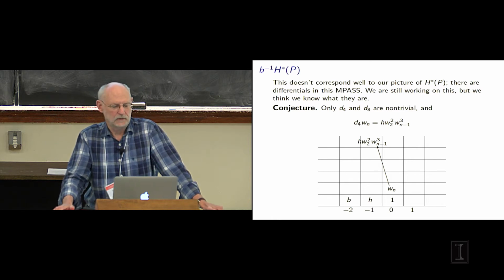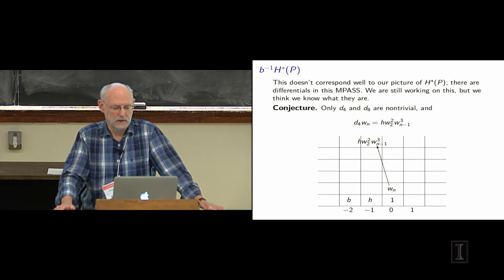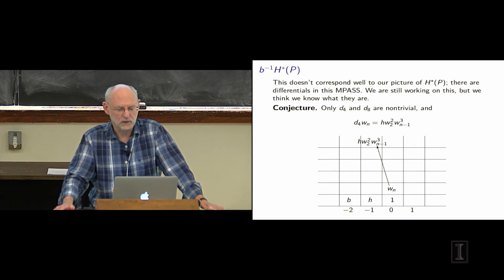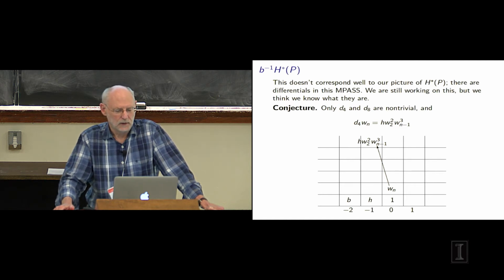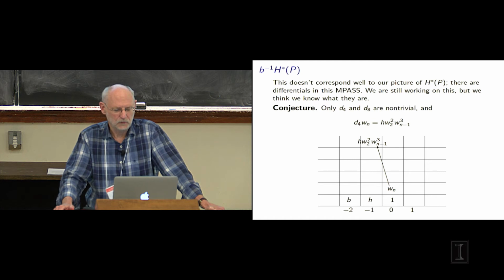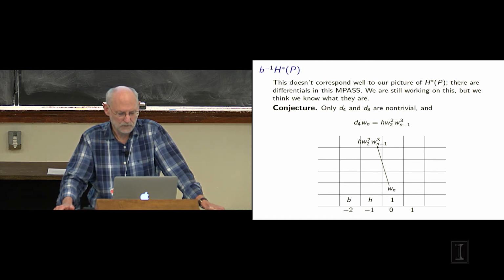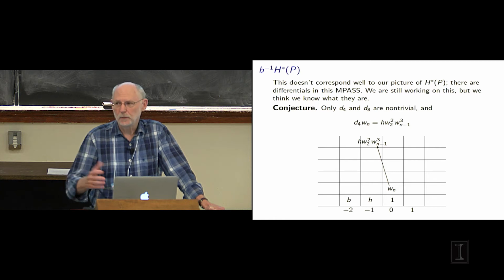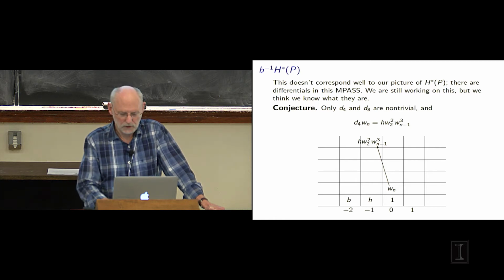It seems extremely likely that there is a D4 and a D8 in this atom spectral sequence. And the D4 is given by this strange formula. Wn goes to H times W2 squared times Wn minus 1 cubed. Strange formula. And W8 is determined by W4 in a way that I'll describe in a minute. So let's execute that differential and see what happens.